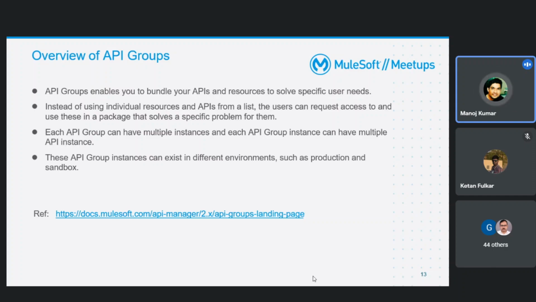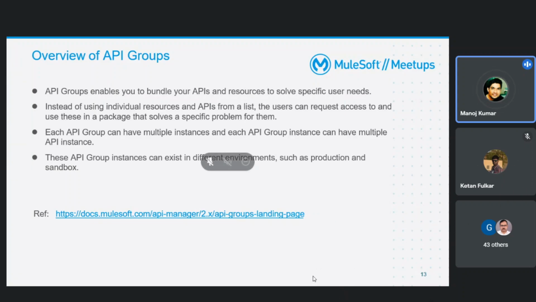Each API group can have multiple instances, and each API instance can have multiple API instances. So you might be confused by this statement, but we will try to solve this puzzling sentence when we go into our demo, so don't worry about that. The last one is that these API group instances can exist in different environments such as production and sandbox.